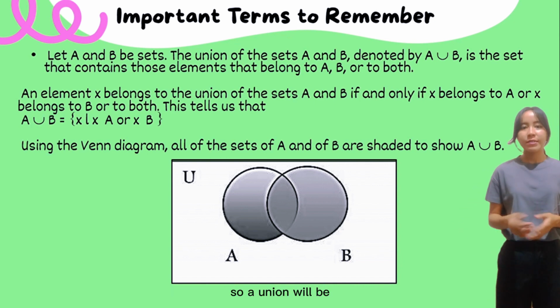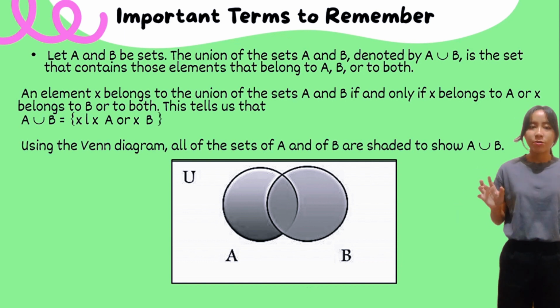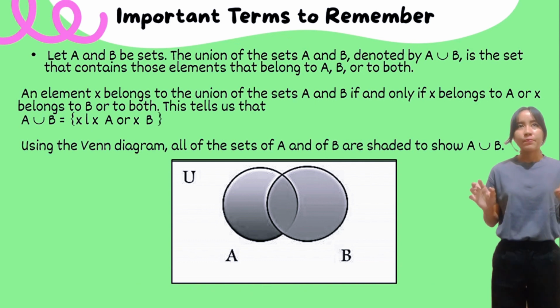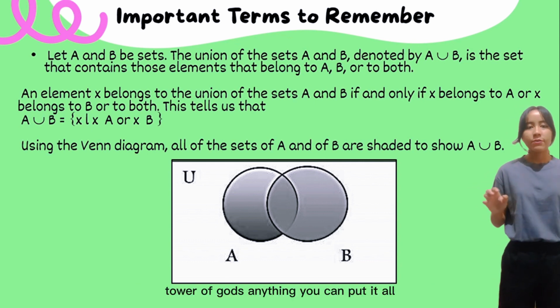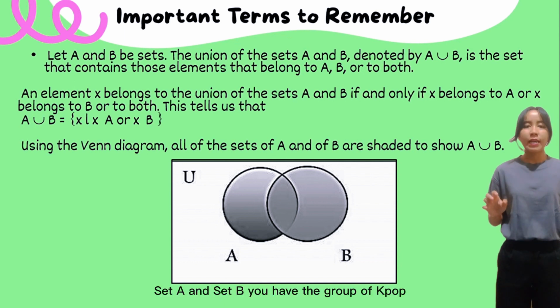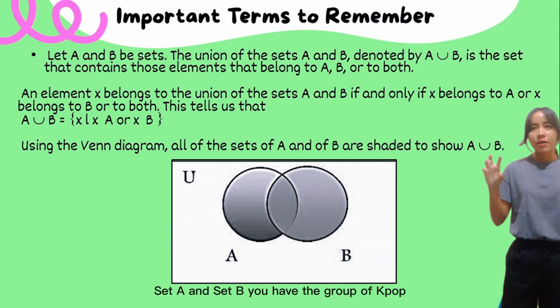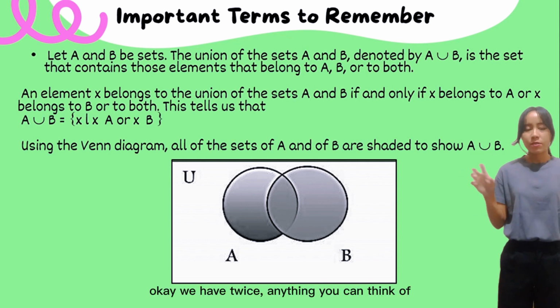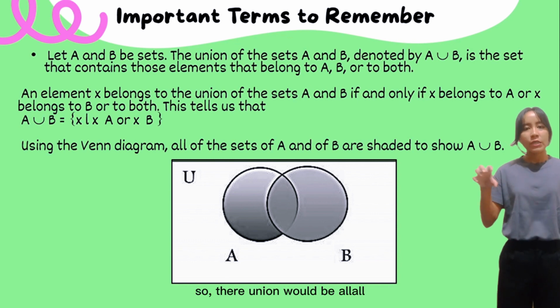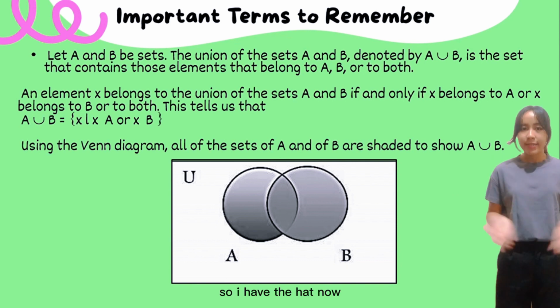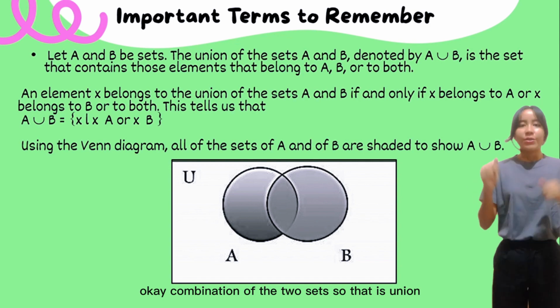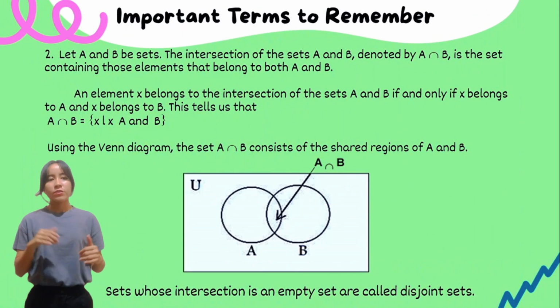So, ang union niyan is yung lahat ng elements dito sa may anime, for example, Hunter x Hunter, Tower of God, anything. You can put it all in set A and in set B, you have the group of K-pop. Okay, we have Twice, EXO, BTS, and kahit ano. So, ang union nilang dalawa is yung lahat. So, lahat-lahat na. Okay, combination of the two sets. So, that is union. Okay, now let's move on to the second one.